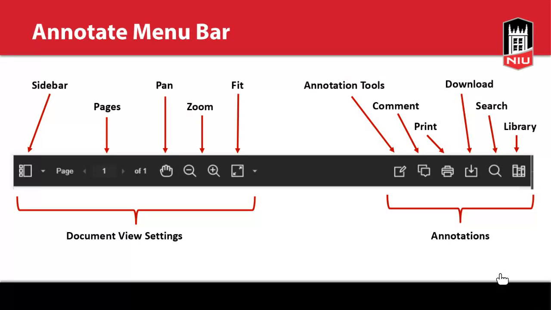So let's start with the Annotate bar. This is the control center for everything in Annotate. And some of these things I'm not going to talk about simply because they're functions that are common among a lot of software. A lot of these functions work similar to the way they work in Word or Excel, things like that.